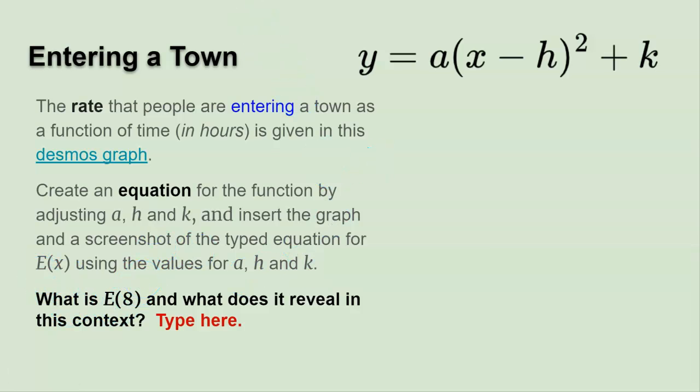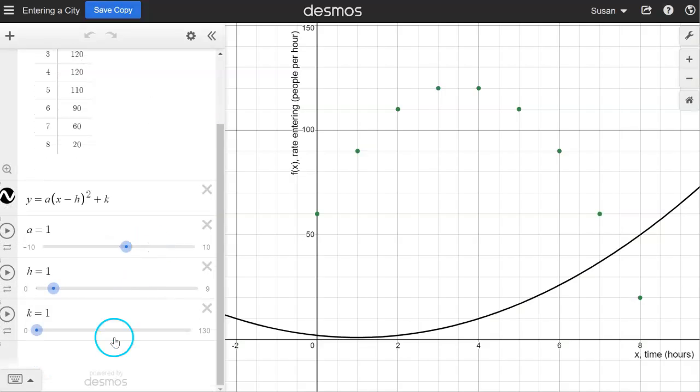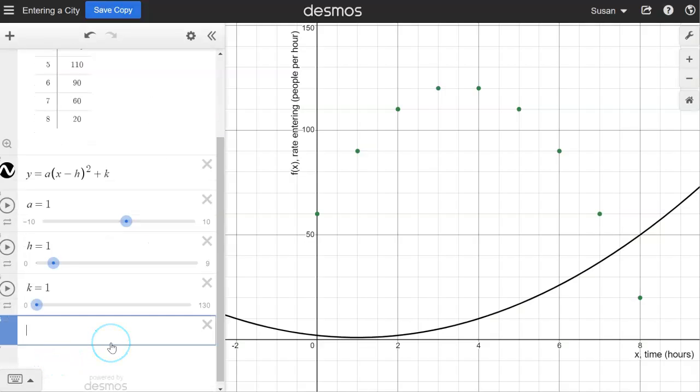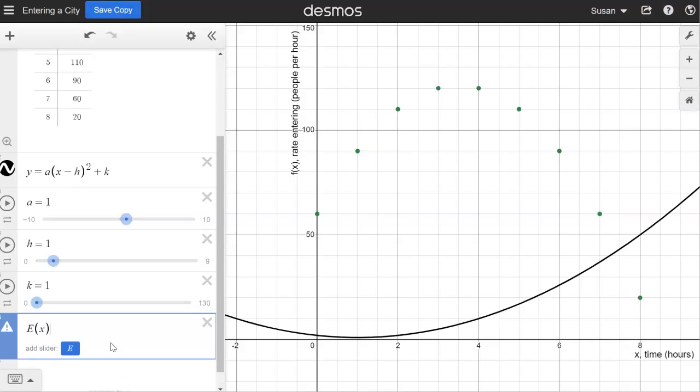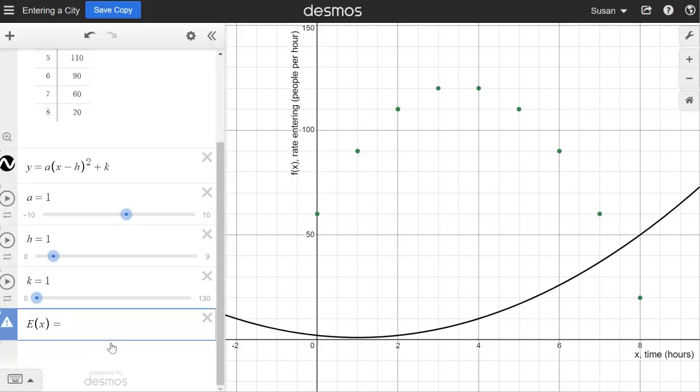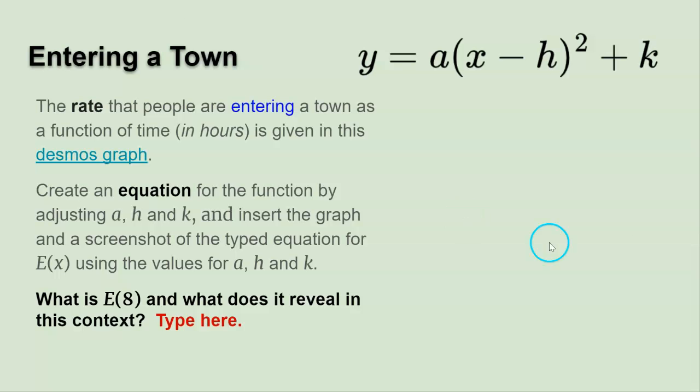They do need to type it out, E of X equals, and then put their A, H, and K. So on the next row, they can come down here and type E of X equals like this. And they will type the function and just replace the A, H, and K with the values they've already figured out above. Once they've done that, they can take a picture of it and put that onto this slide. So the only question they have to answer about their function, and they'll have the function in the graph here, is this: what is E of 8 and what does that reveal in this context?